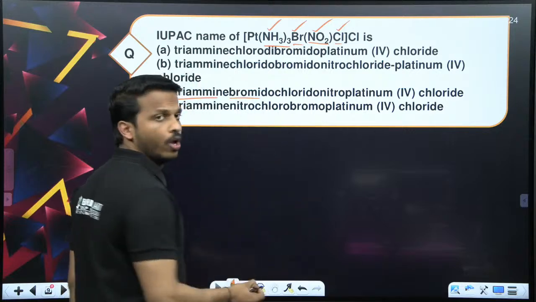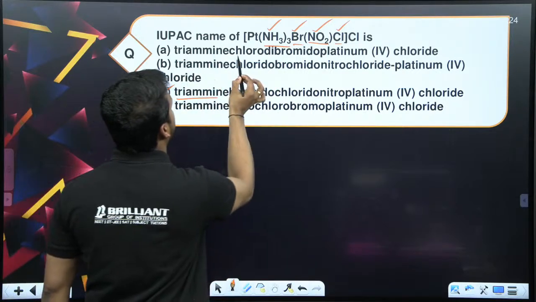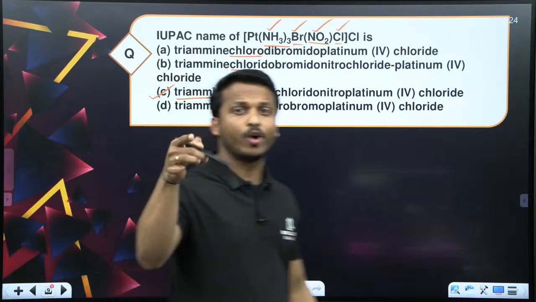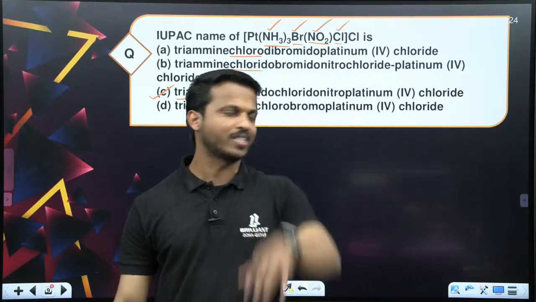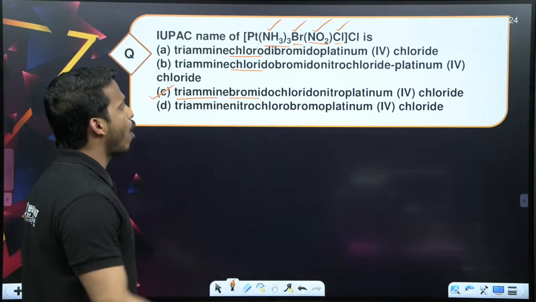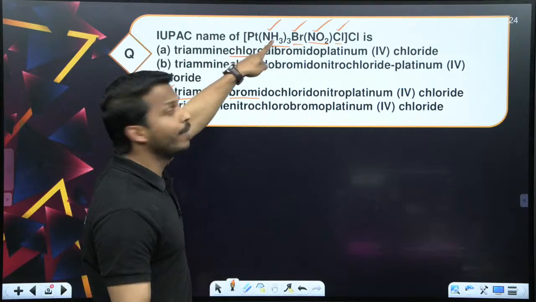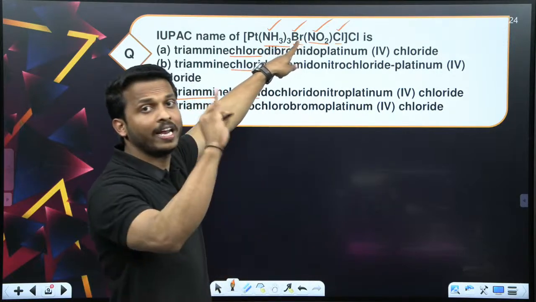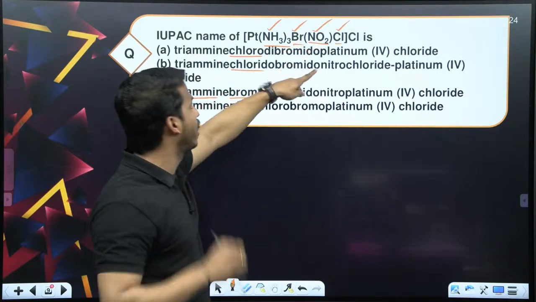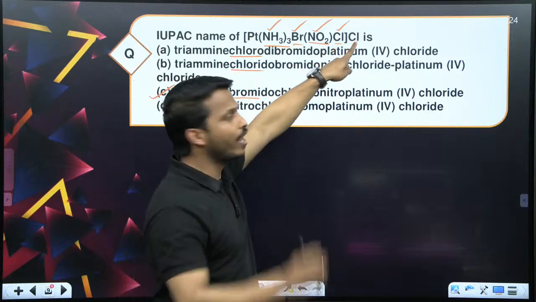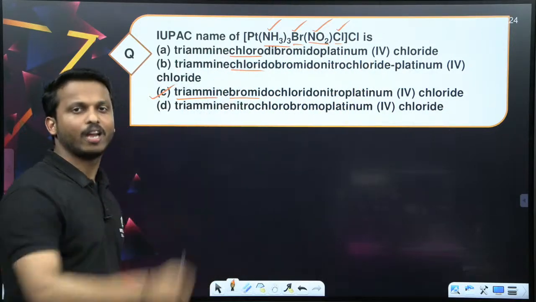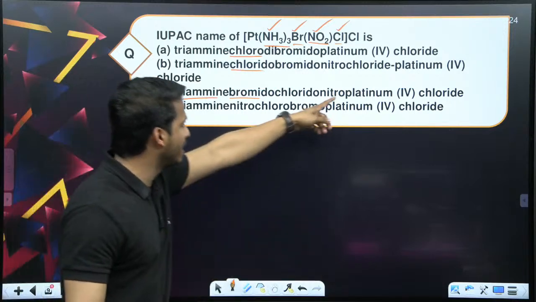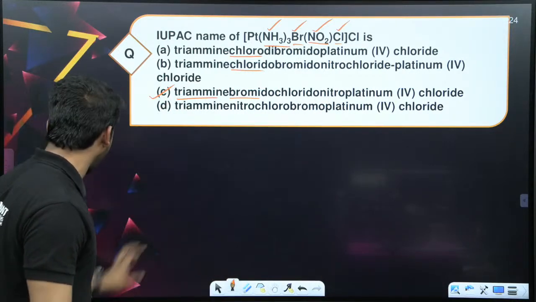The other options are given as triamine chlorido. Bromido, chlorido, if it comes in alphabetical order, B first, right? Bromido should come first. That's enough to get the answer. And overall oxidation state: amine 0, bromine minus 1, NO2 minus 1, chlorine minus 1, chlorine minus 1, total minus 4. The right side will give us plus 4. Yes, that is already the answer given. Let's go with option C.